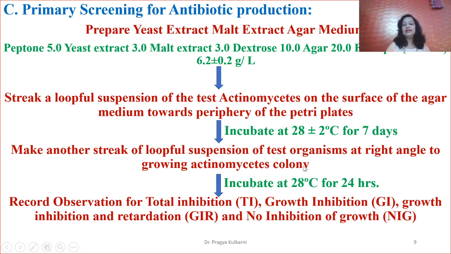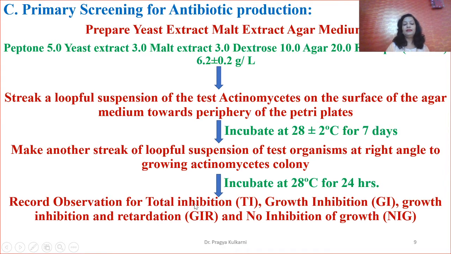After that, the test bacteria for which we have to test the antibiotic production are inoculated in the same plate at right angles to the growing Actinomycetes colony. Initially, the Actinomycetes culture is incubated for 7 days to become acclimatized and capable of producing antibiotic. Then the test organism is inoculated and the plate is incubated again for 24 hours. After 24 hours, the plate is observed for these 4 results.